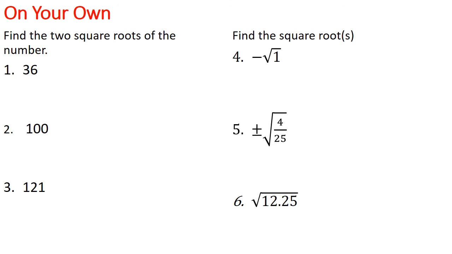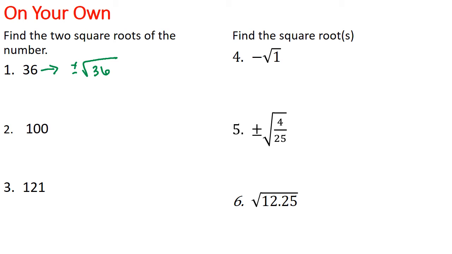So go ahead and try these on your own real fast, and once you are done with that, go ahead and resume the video to see if your answers match up with mine and if your understanding is where it should be. So as we look at this, we're going to be finding the 2 square roots of the number. We want to know what 2 square roots we can get from 36. So we're looking for both the positive and the negative square root of 36.